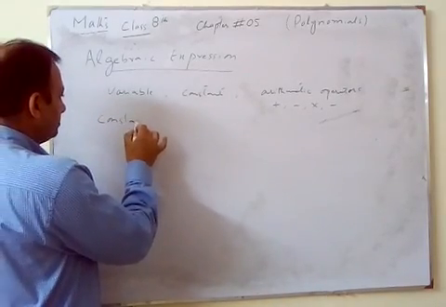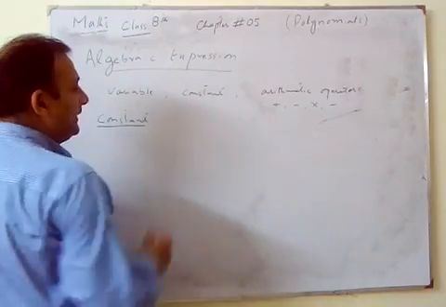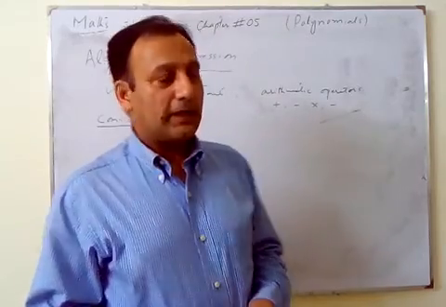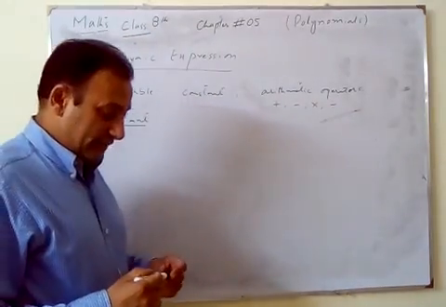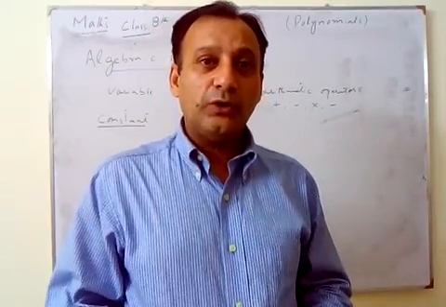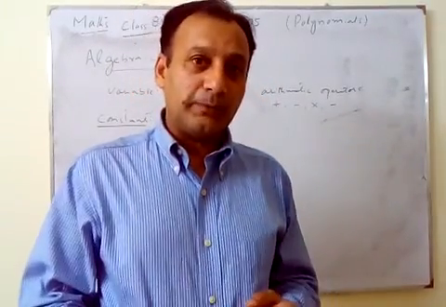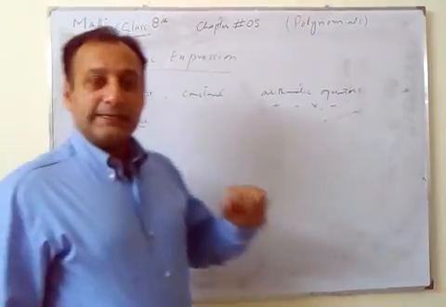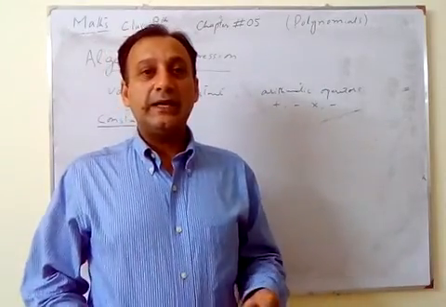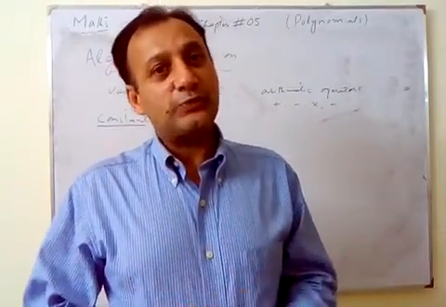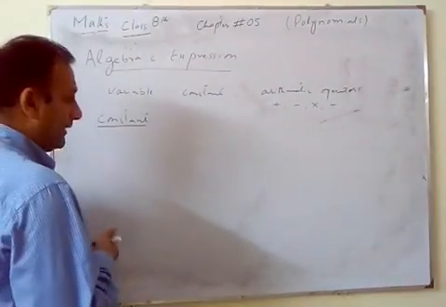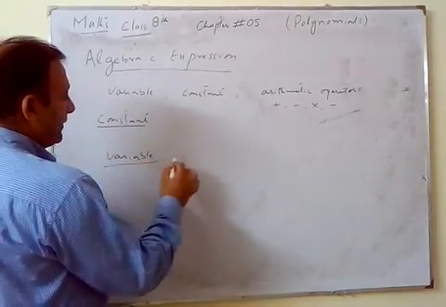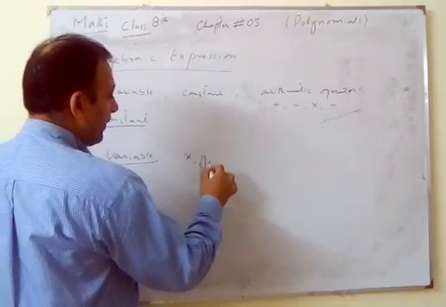Constant: any quantity which cannot change its value is called constant. And variable: any quantity which can change its value from question to question, problem to problem, is called variable. A variable is a quantity which can vary. So that is called variable. And a variable is normally represented by alphabets X, Y, Z.